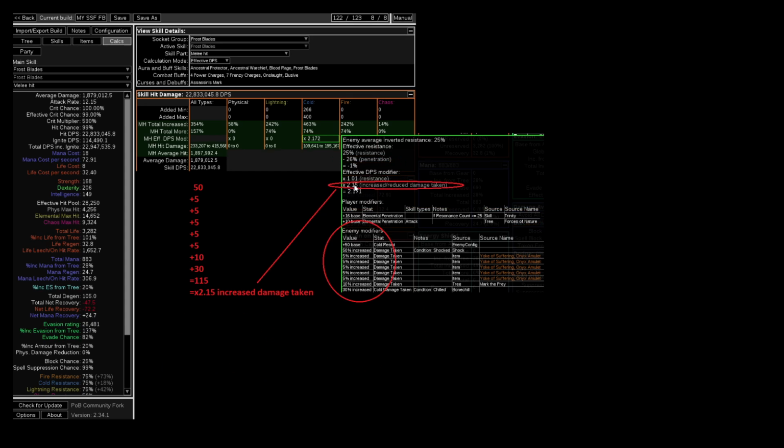Okay. Then the increased damage taken numbers are multiplied. So all these numbers here added together is 115% increased cold damage taken. That is a 2.15 multiplier. So your damage is going to be multiplied by 1.01 for resistance and then 2.15 for all your increased damage taken. That's where this 2.172 effective DPS number comes from.